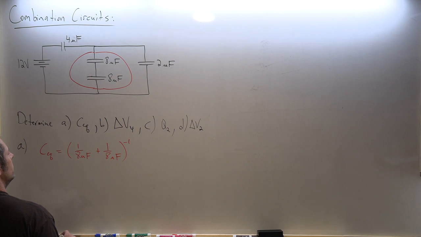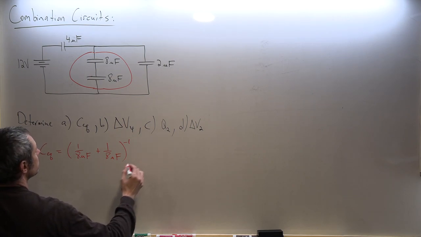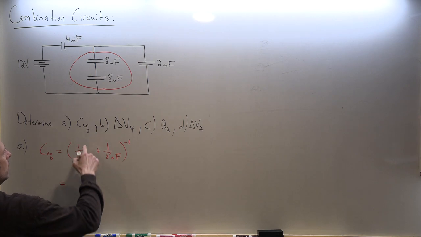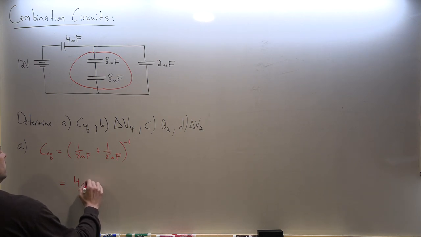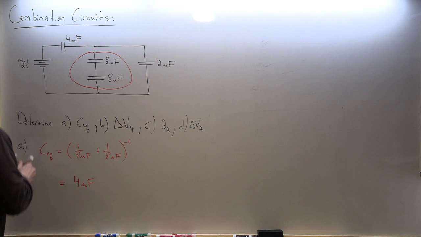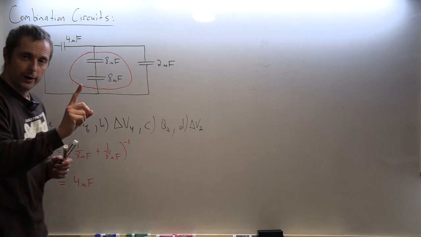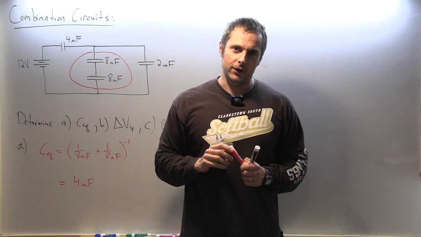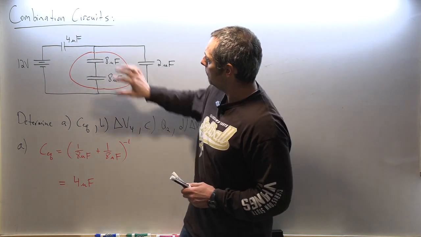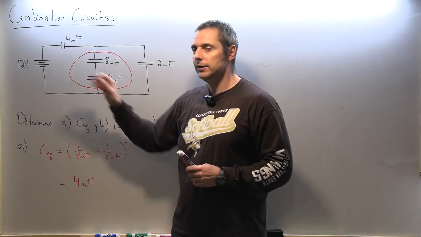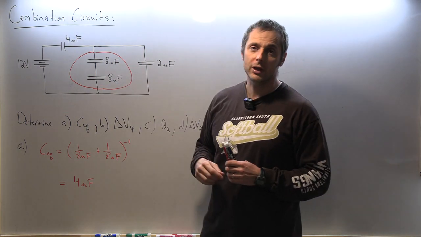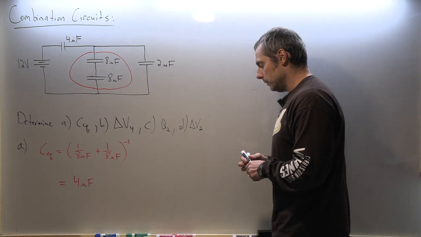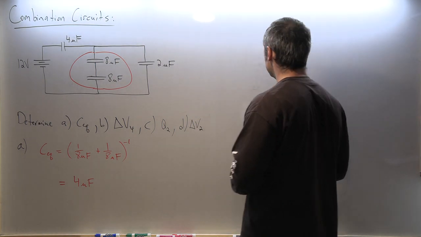So right here, this is going to turn out to be 1/8 plus 1/8 is 2/8. Flip that over is 8/2 or 4 microfarads. So these two capacitors together act as one. That's 4 microfarads. In other words, I could pull them out and put a 4 there and the battery would not know the difference. It would feel the same way and the circuit would perform the same way to the battery. So what I'm going to do now is resketch this entire circuit.